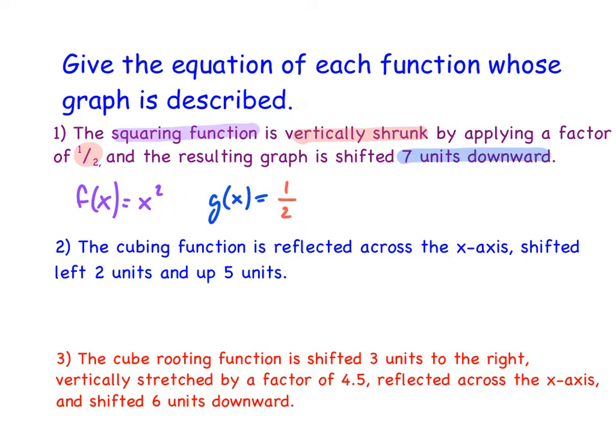So I don't need any parentheses or anything here because there's nothing inside of the parentheses. There's no left or right movements. So there's nothing inside, so I don't need them besides the x. And then my 7 units down, that's going to be a minus 7. So just going to double check, did you use the right function, squaring function? So x squared. We have our vertical shrink, which is our half. And then we have our down 7, which is our minus 7. So we've kind of hit on all the points there that they asked us to address.